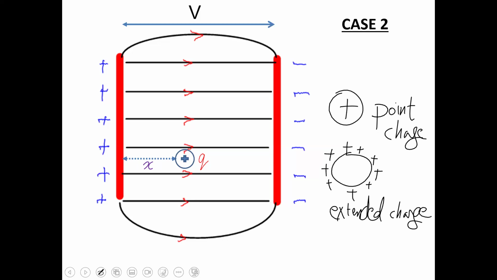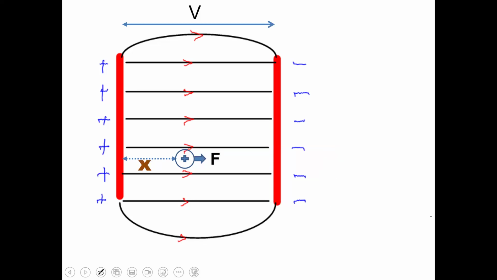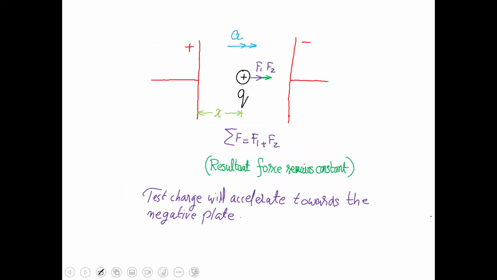So we are starting case number 2. In parallel plates, we have placed a positive charge, and as you leave it here, what will happen? The plate on the left side will be repelling the charge, and the plate on the right side will be attracting it. The charged particle will now accelerate towards the negative plate. Give a side heading, case number 2, and copy this.